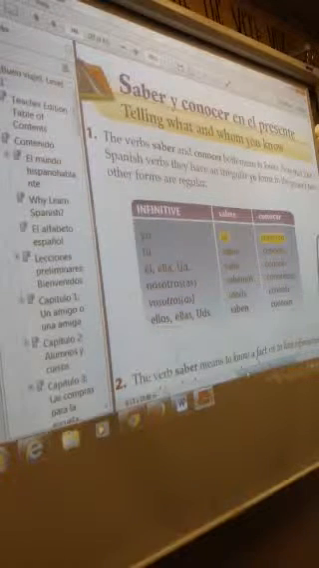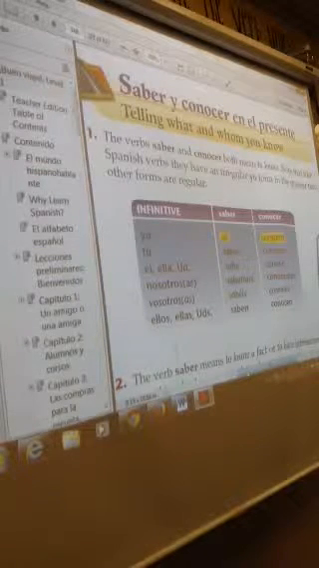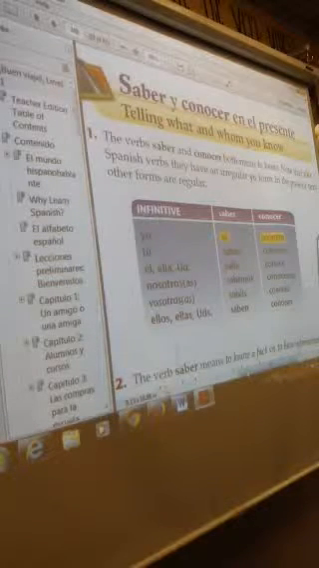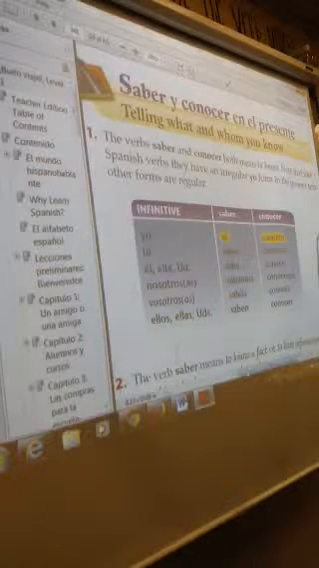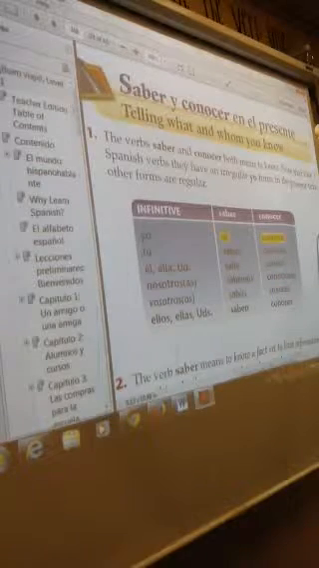On the yo form of saber, you need to make sure you have a very, very clear accent. Because if you don't, it's a separate word, and we won't learn that word until we use it with different verbs when we talk about reflexive verbs in Spanish too. Okay?